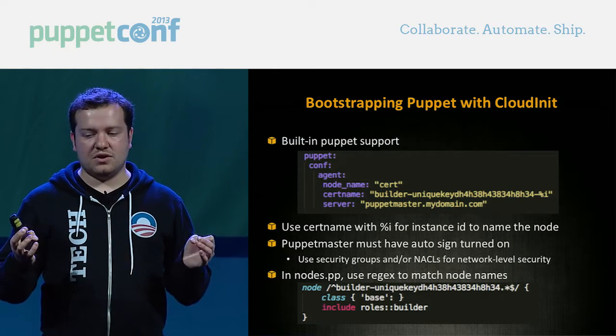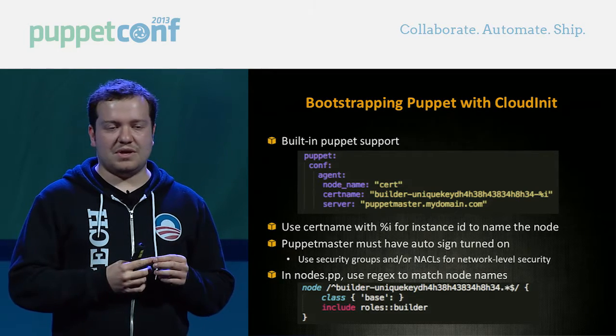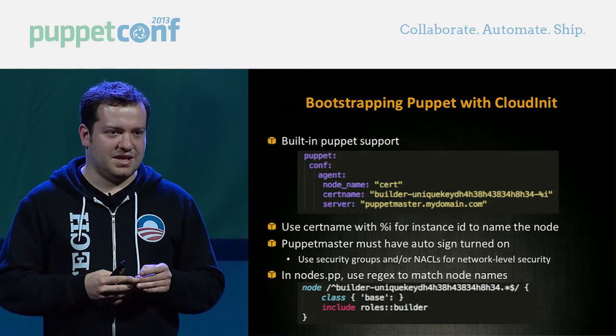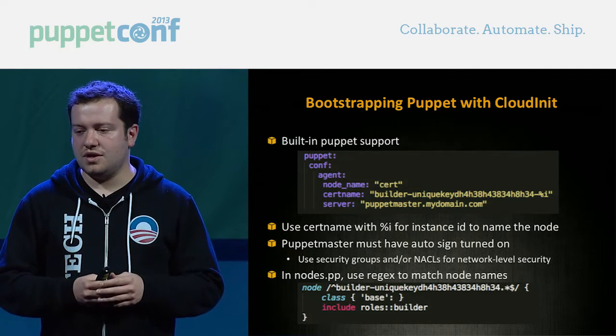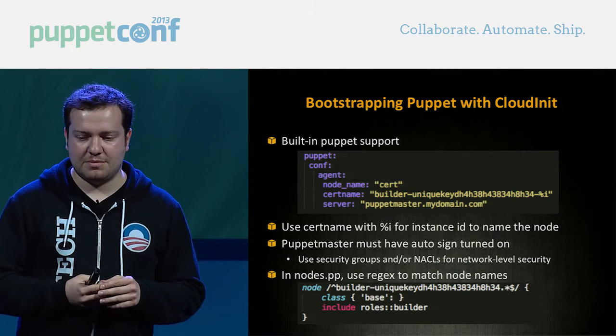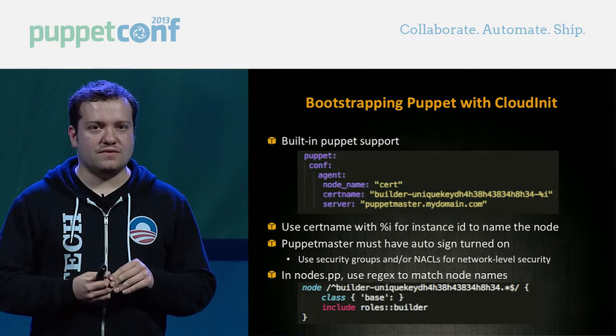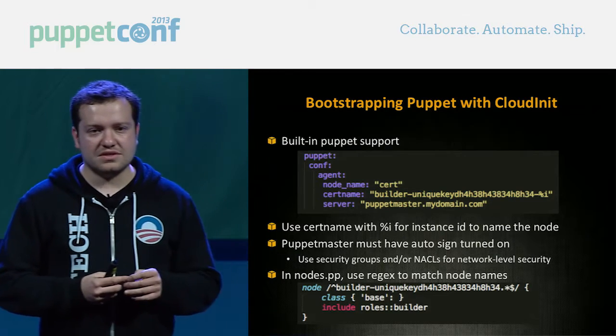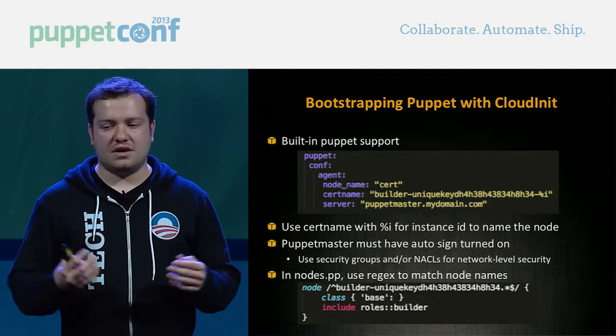And the node name was going off of the cert name. So we would have the function of whatever the instance was, and then we'd have a unique key just for security. And then after that, we'd insert the instance ID, right? And we tell it to talk to the Puppet master. As a result, you have to be careful with your security groups or your network access control lists, so that you control what talks to your Puppet masters.